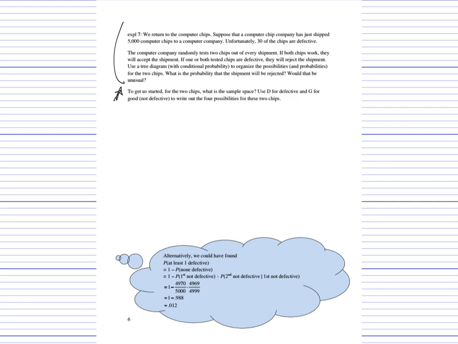Okay, read over number 7. Try to write out the sample space as they say, and then we'll get back together. Pause me here, of course, and we'll get back together and we'll do that tree diagram that they want.